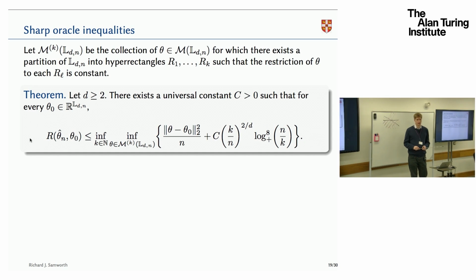And so the simple structure I'm thinking of within the class of monotone functions is the class of functions that can be written as, where the signal is sort of constant on a relatively small number of hyperrectangles. Okay? So the simplest possible case would be where your regression function is itself constant.